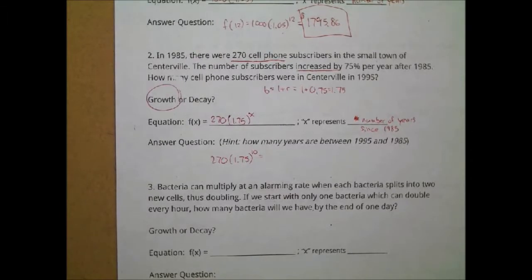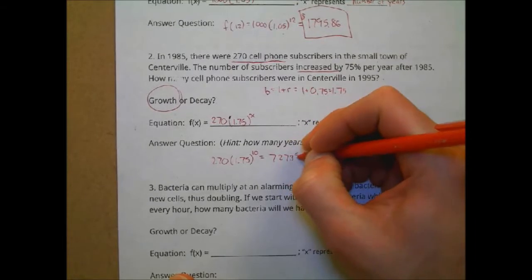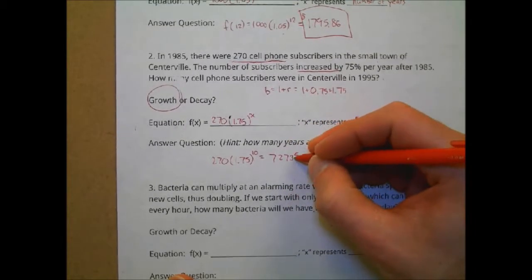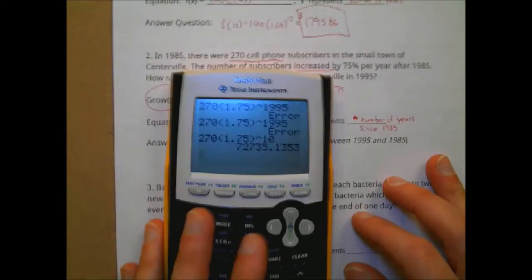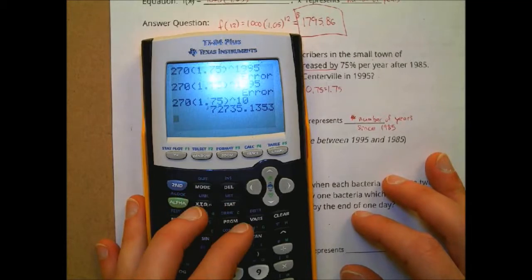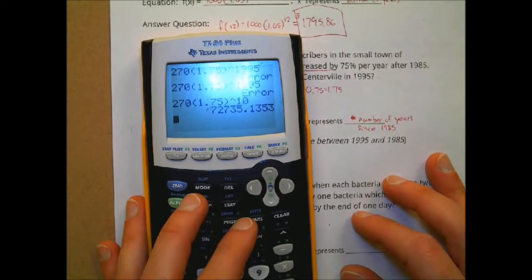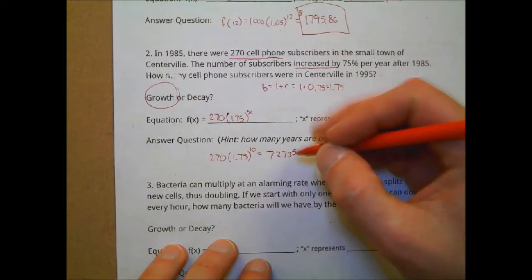Okay, and we get 72,735 point. Now here's the question, right? Should we round to a decimal point here? Yeah, I mean, you can't really have a fraction of people, right? Even if you're missing a limb or something like that, you're still a whole person, right? So 72,735 is going to be our answer, people.